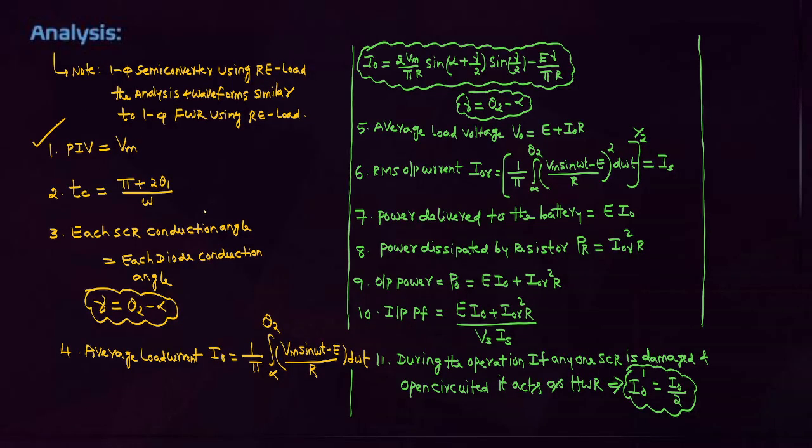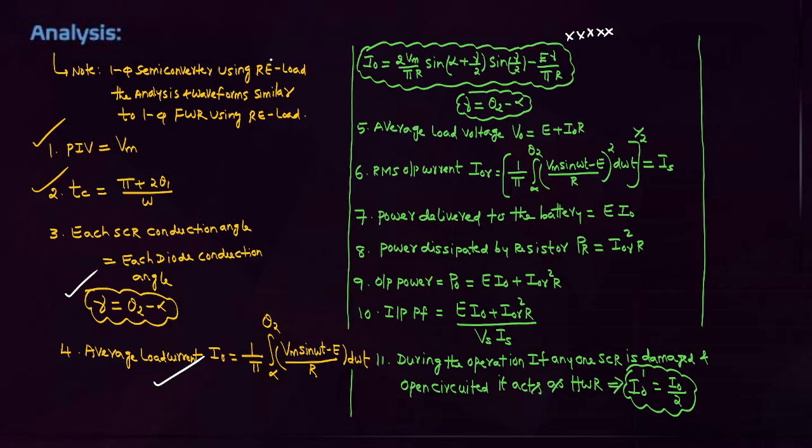What is the peak inverse voltage? It is Vm only. Then circuit turn off time is (pi plus 2 theta 1) by omega. Each SCR conduction angle is theta 2 minus alpha. Then what is the average load current? This is similar to full wave rectifier with RE load. Simply remember like this: semi-converter using R load is similar to full wave rectifier using R load.